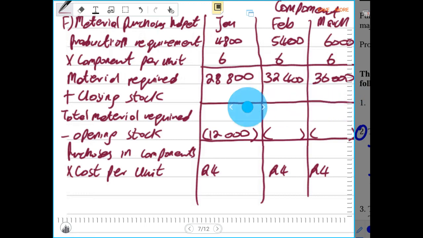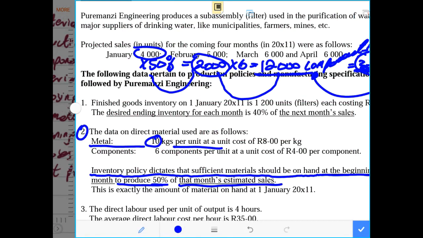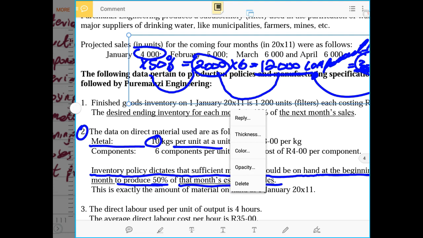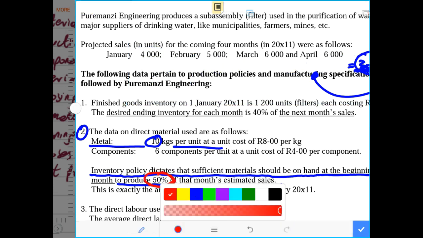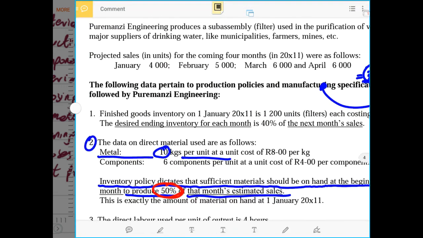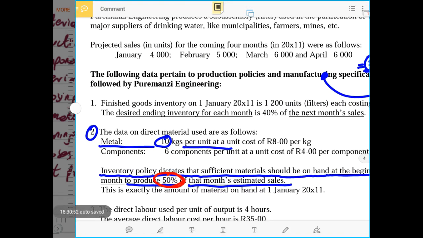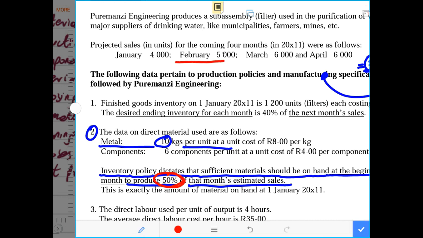So now we go and check the opening of the month of February. In the month of February, we need to calculate 50% of that. Then we multiply by the number of components, because we are looking for the opening material, not the opening units. In the month of February, we have 5,000, and if that gets multiplied by 50%, it will give us 2,500 units. These are the half units that are needed to be sold in the month of February.